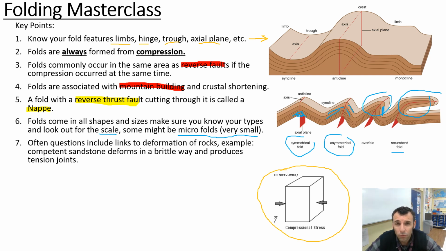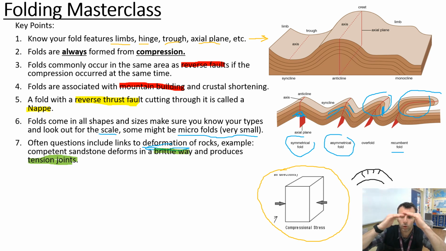Fold questions are often linked to the deformation of rocks. That means rocks that have been changed by pressure. Some will deform in a brittle way, so you get fracturing, and these produce tension joints. If you've got a series of folds, let's just draw one over here on the right hand side. If you've got a fold like that, you've got tension joints around the hinge if it's a competent bed.